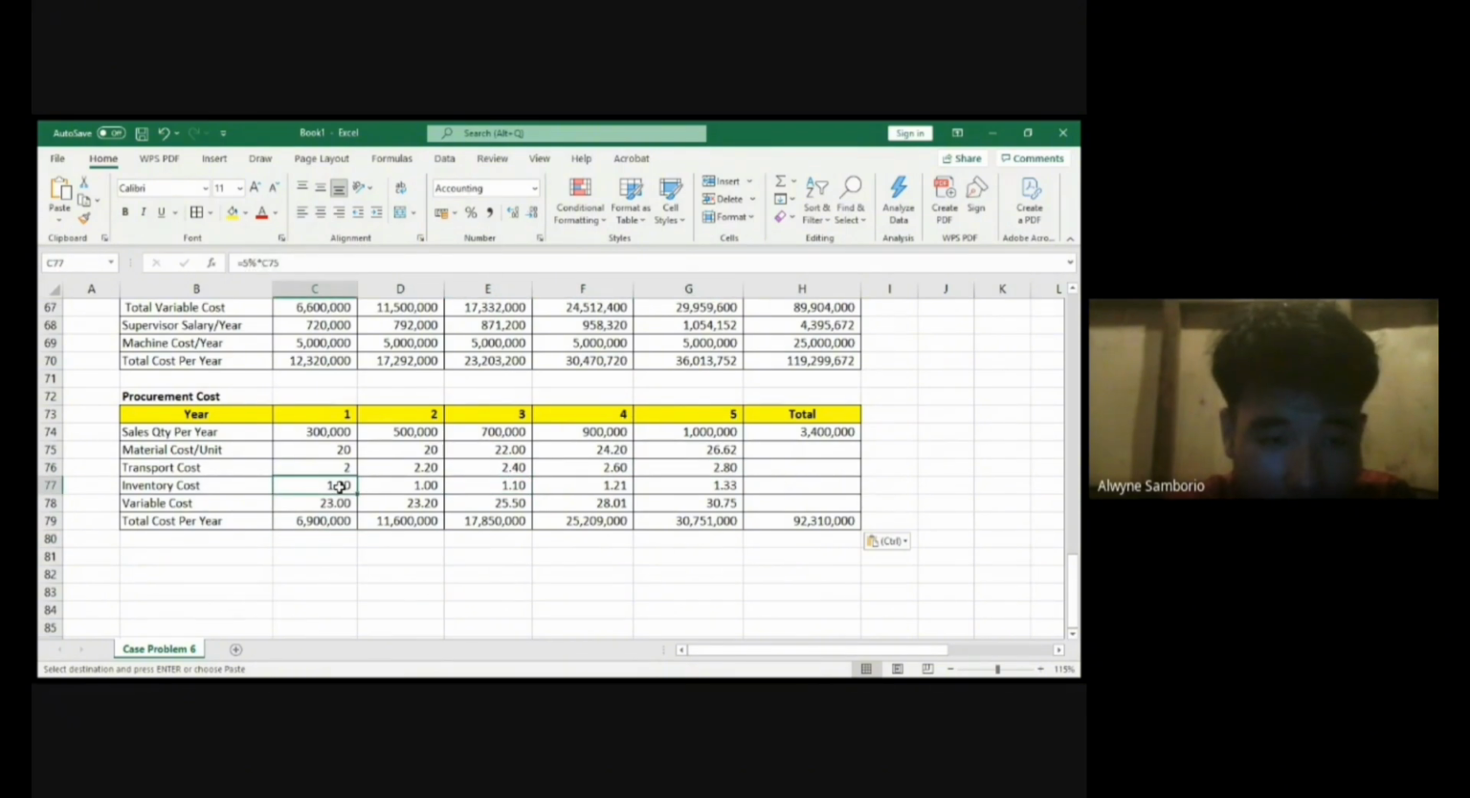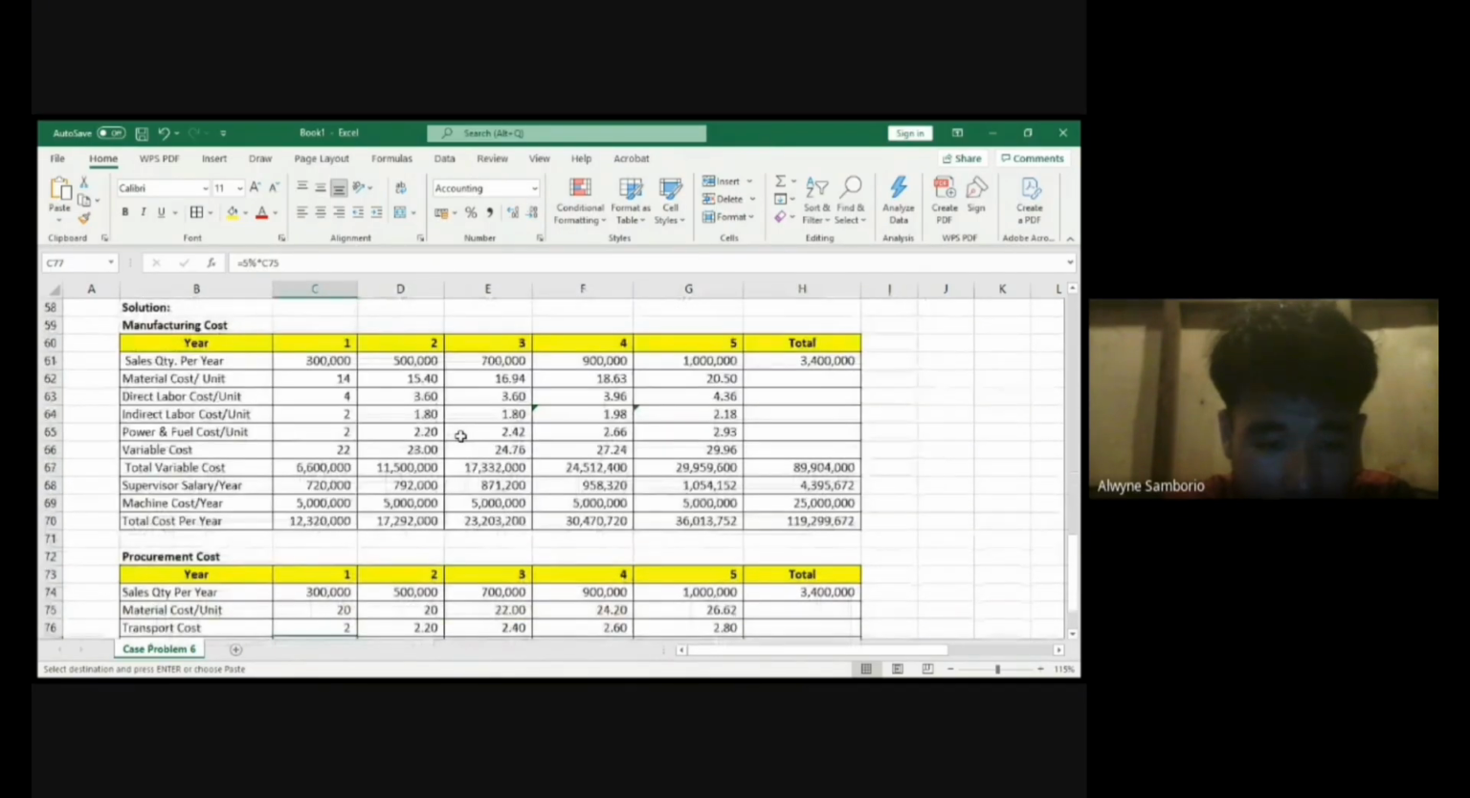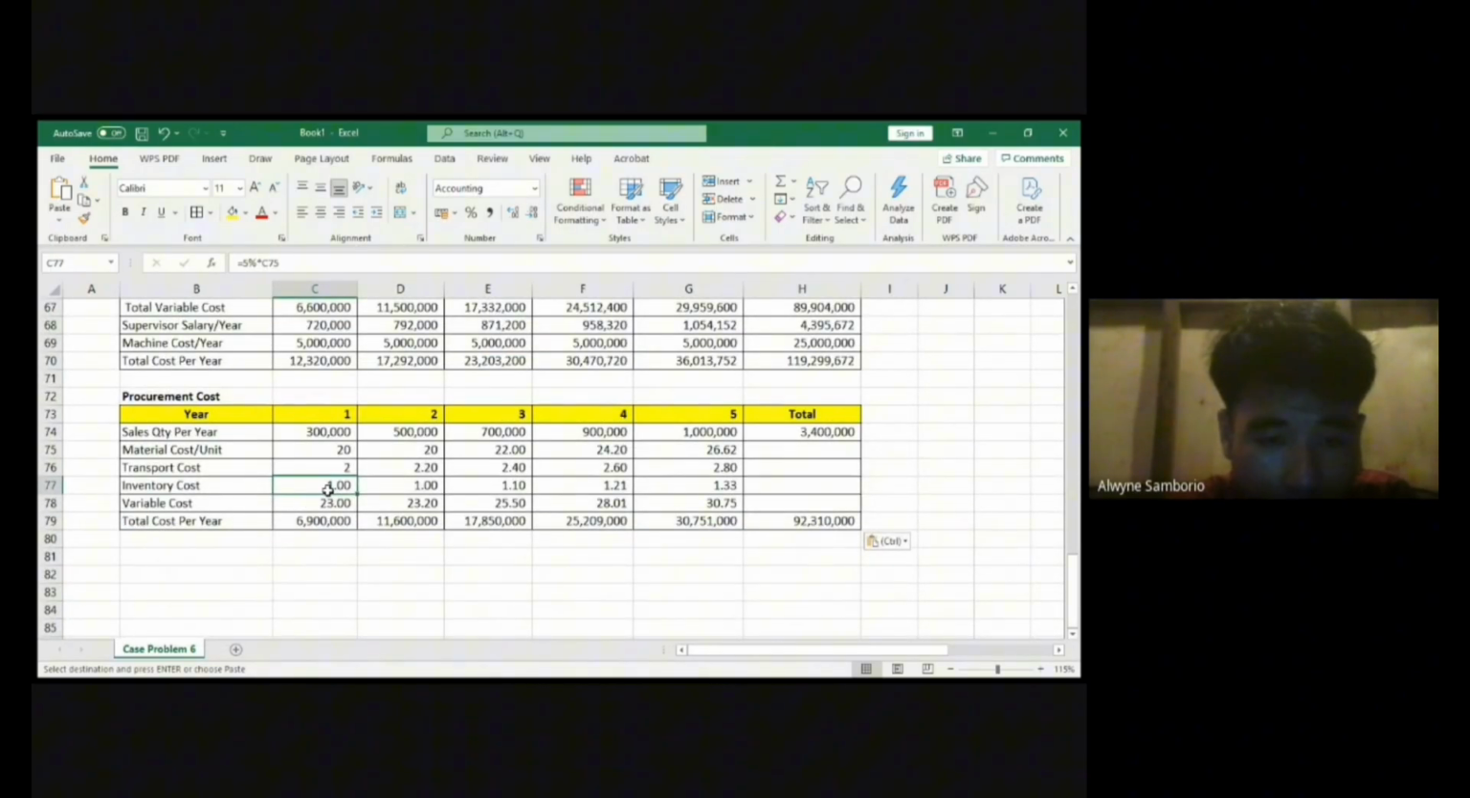For the inventory cost, it is 5% per year of the basic material cost. So in order to find the inventory cost, you have to multiply it from the material cost. So 20 times 5% became 1. Then 1 also in the second year. For the third year, 22 times 5% is 1.10. Then in the fourth year 1.21, and then 1.33 for the fifth year.